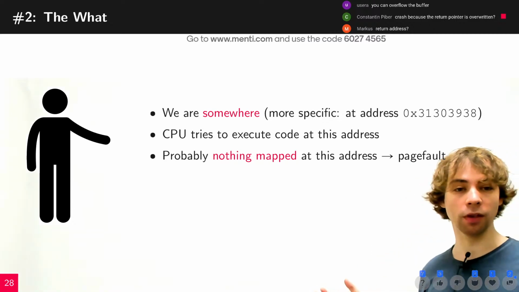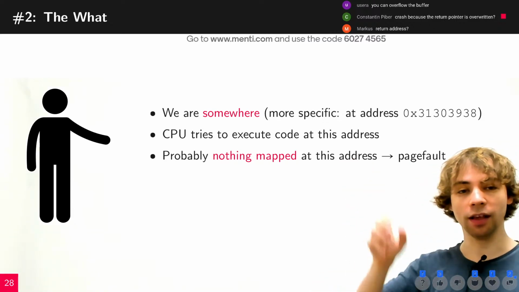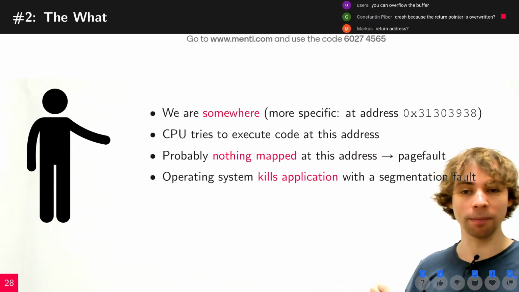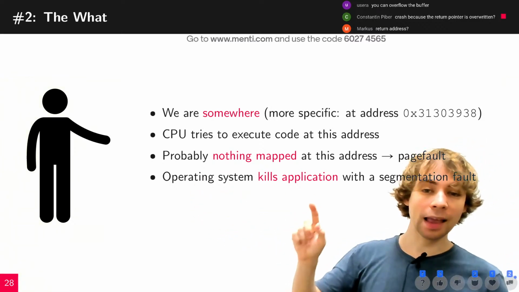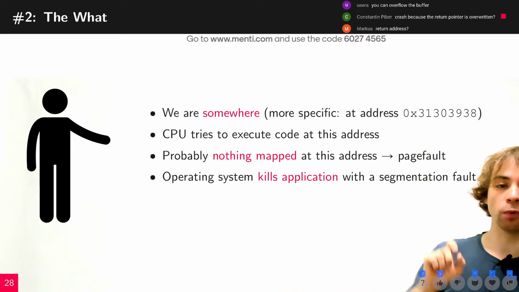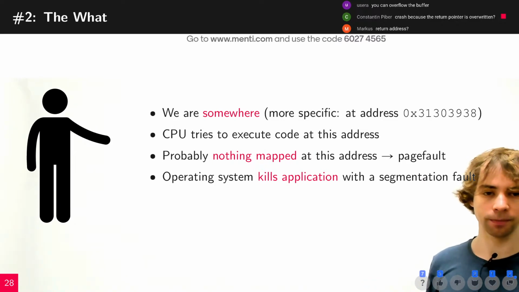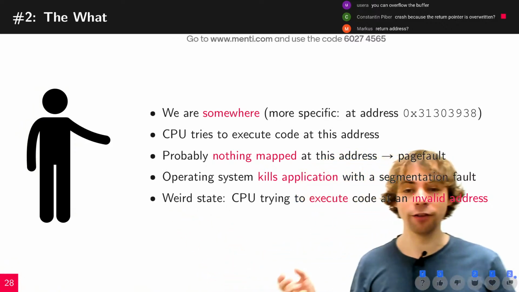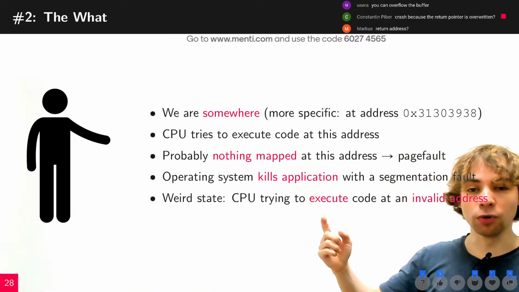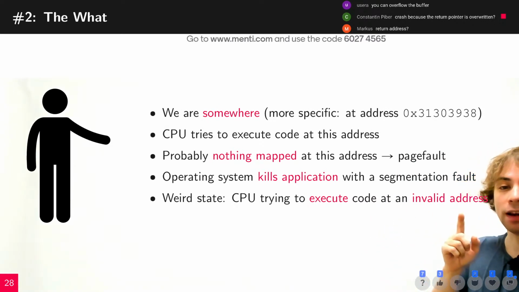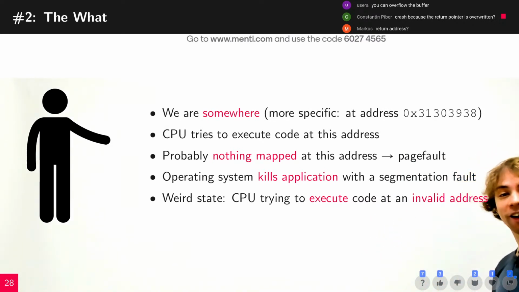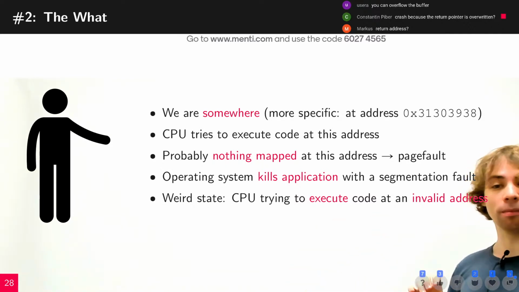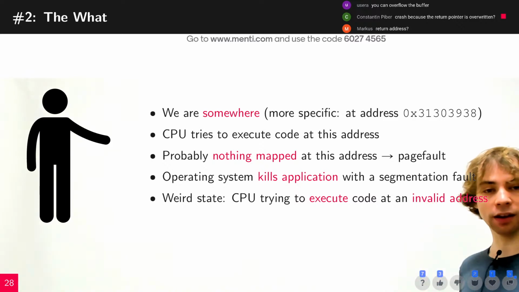And you know what happens if you get a page fault on an address. The operating system will check whether this is a meaningful address for this program, and if not, the operating system will kill the application, and this is what we call a segmentation fault. So the weird state that we have entered here is the CPU tries to execute code at an invalid address. A memory safety bug. Interesting. And one memory safety bug led to another memory safety error, accessing of an invalid address.